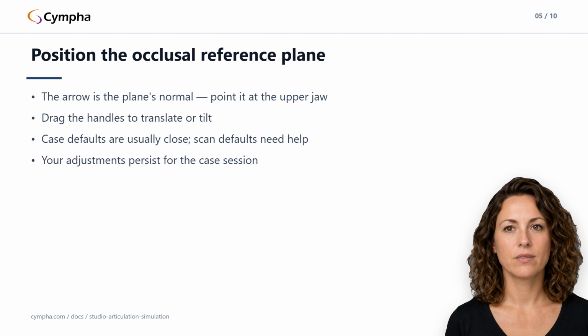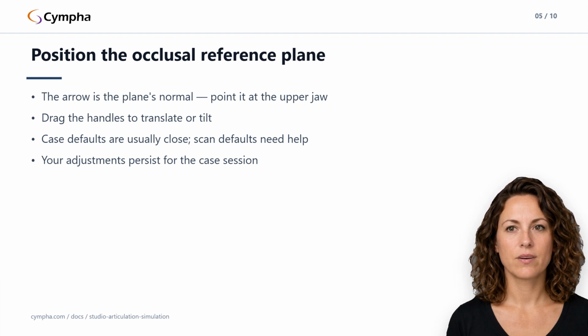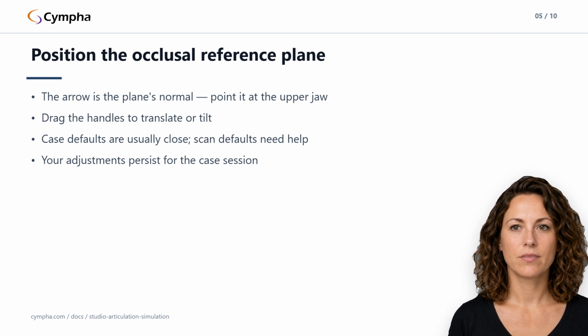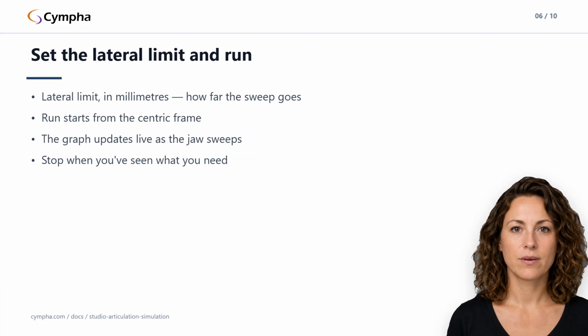Watch two places at once: the three-dimensional view, where the lower jaw sweeps laterally against the plane, and the graph in the dock, which updates as it plays, tracing collision, negative clearance, meaning tooth-on-tooth interference, plus the left gap and the right gap as the excursion progresses. When you've seen what you need, click Stop.